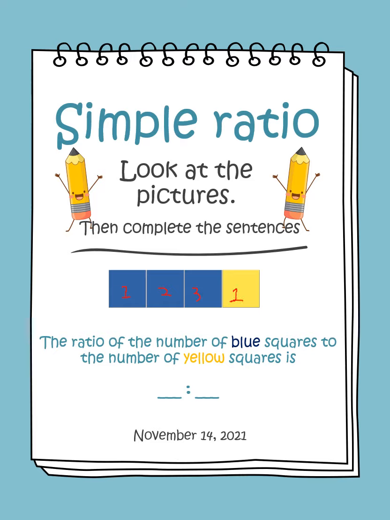And they have mentioned the number of blue squares first. So you are going to write the number of blue squares first. And then they have mentioned the number of yellow squares second. So you are going to write it here. So 3 blue squares, to, 1 yellow square. By the way, we write ratio like this.